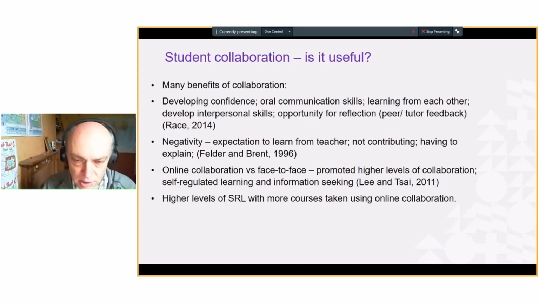The more online learning activities you take, the more self-regulated learning students gain. And that's an important thing. We'll see this in a minute when I discuss my results.